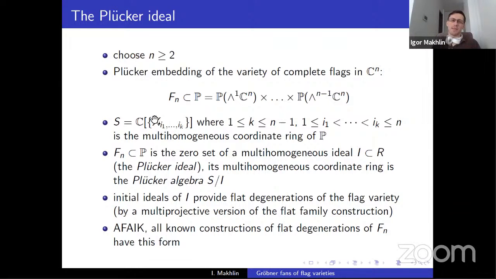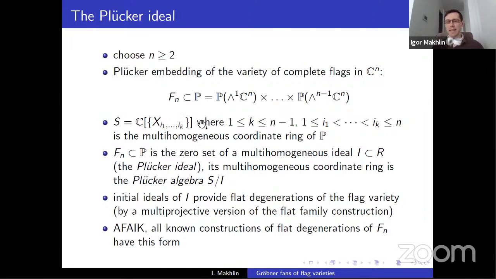The variables in this ring are the homogeneous coordinates in these projective spaces. So we have n choose 1 coordinates here, n choose 2 coordinates for the second multiple, and so on. In this multi-homogeneous coordinate ring of this product, the coordinates are parametrized by subsets of integers from 1 to n, of sizes between 1 and n-1. So for every such subset, we have one coordinate. If it has k elements, it is a homogeneous coordinate in the k-th multiple. Okay, and so this will be our ring S.